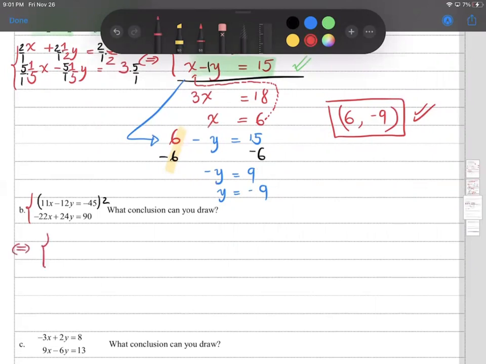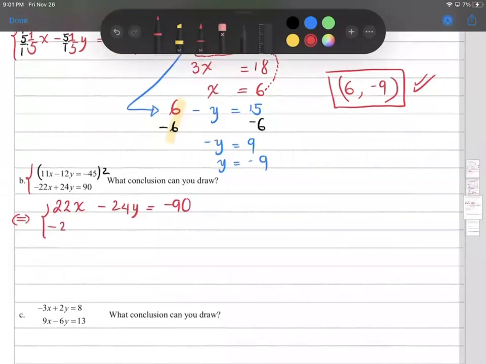2 times 11 is 22x, 22x minus 24y equal negative 90. And then rewrite the bottom one, negative 22x plus 24y equal positive 90. And then add them up.